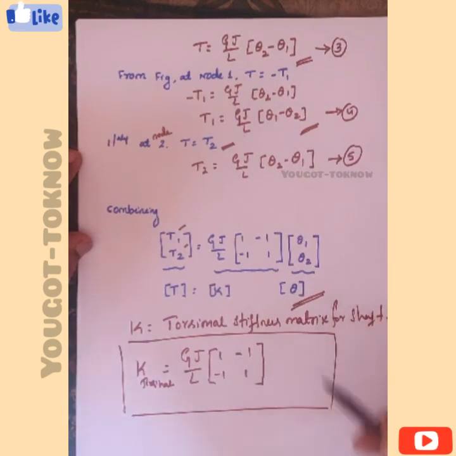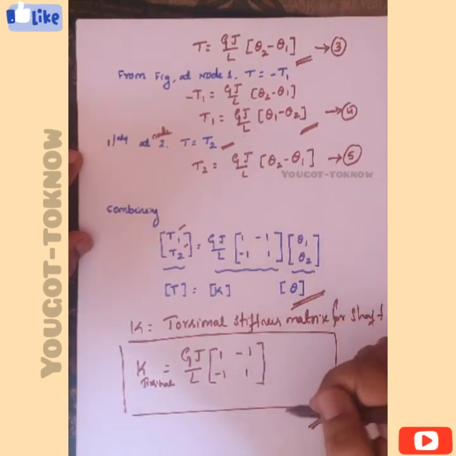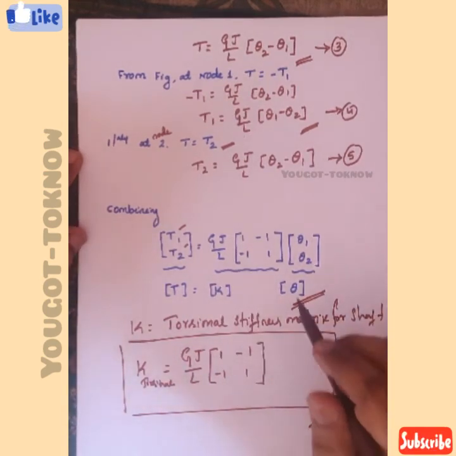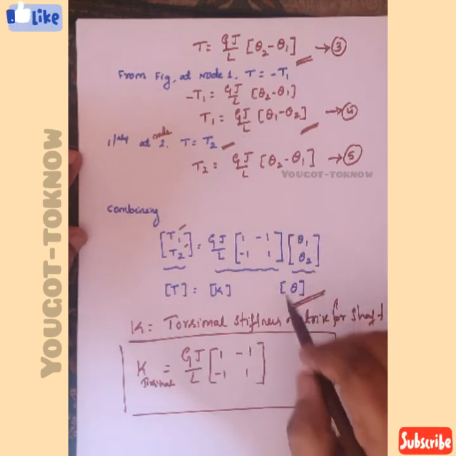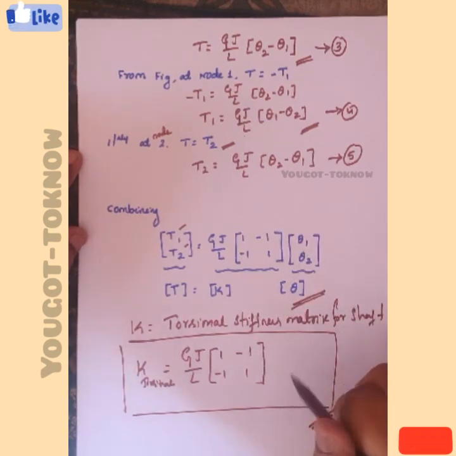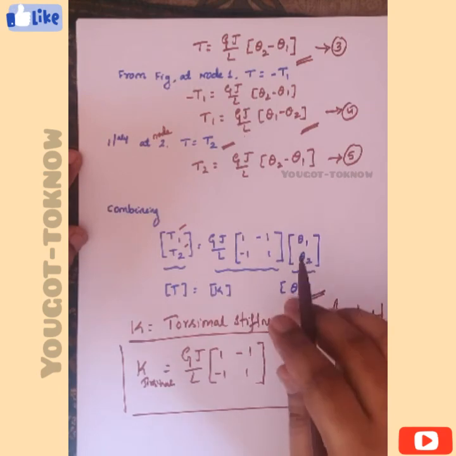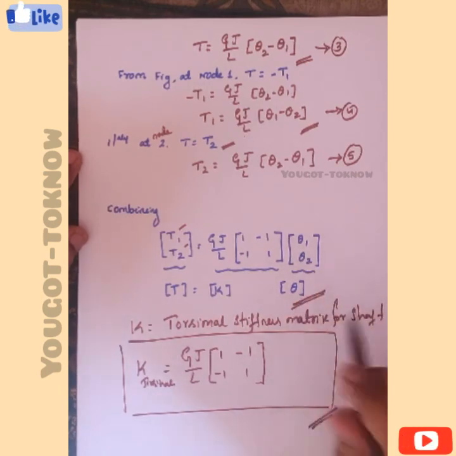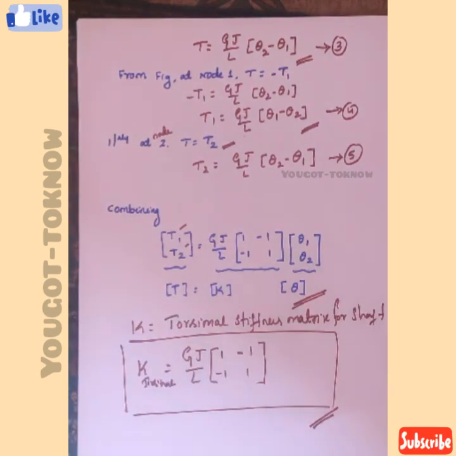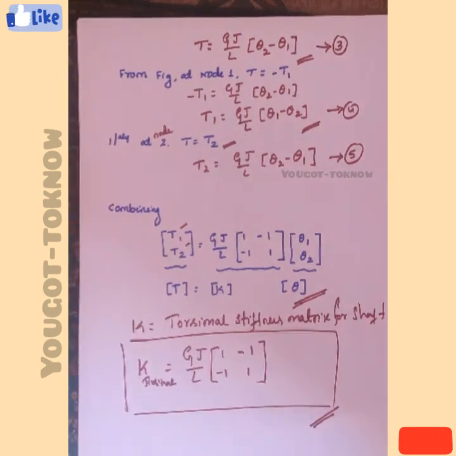It is almost similar to your bar element. This is how you should determine a torsional stiffness matrix for a shaft element, and this is a simple procedure for determining it. The method we adopted is called the direct method. Earlier, what we solved for your bar element is called the potential energy functional method. Thank you.